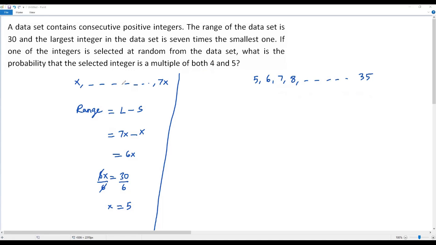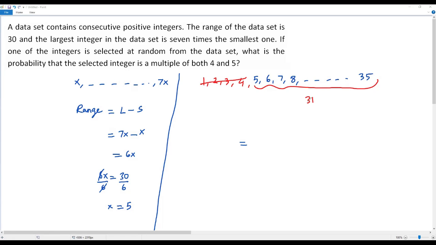To find the required probability, I must know the number of integers we have over here. Now let me consider the positive integers from 1, that is 1, 2, 3, 4. Then it continues 5, 6, 7, 8. It goes up to 35. How many positive integers are there from 1 to 35? Everyone can say there are 35 positive integers, but we need the number of integers from 5 to 35. Then we have to remove these 4 positive integers from the total 35. 35 minus 4 is 31. That means there are 31 positive integers from 5 to 35.